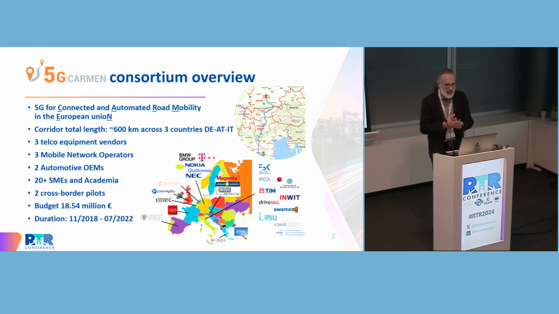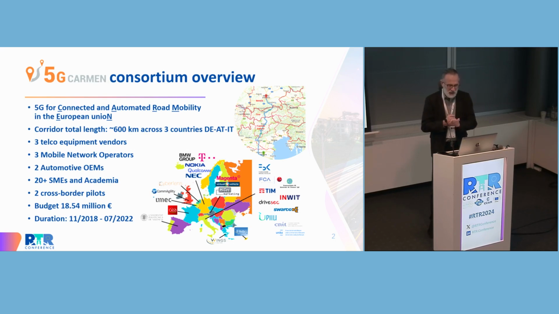Carmen stands for Connected and Automated Road Mobility in the European Union at the end. So that is Carmen. It's a bit artificial, but it's a nice name. Nevertheless, the total corridor length between Munich and Bologna would be something like 600 kilometers. Of course, we did not equip the full corridor. And what is important is that 5G Carmen did this in commercial networks. So we were augmenting commercial networks. This was not done in a bespoke trial network implementation.